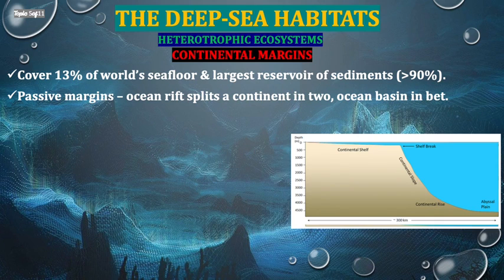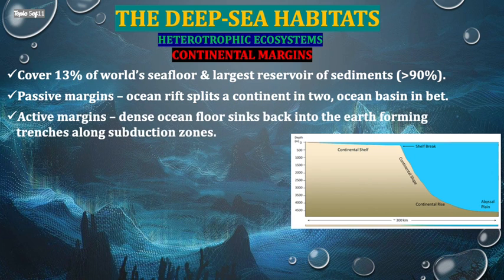So the continental margins have two types, a passive margin and an active margin. The passive margin occurs when the crust of the ocean is split into two, and that creates a basin in between. So in this photo here is an example of a passive continental margin. So the active margins are created when a tense seafloor sinks back to Earth. So for example, deep sea trenches along the subduction zones are considered an active margin.